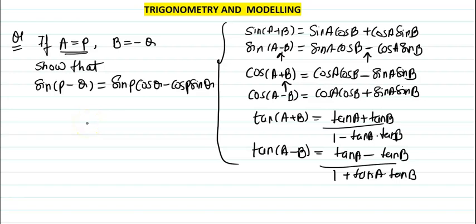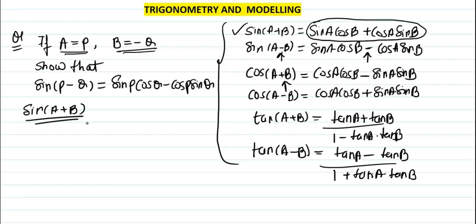So here's a question. If A is equal to P and B is equal to minus Q, you need to show that sine P minus Q equals sine P cos Q minus cos P sine Q. So if we apply the sine A plus B formula, it says sine A cos B plus cos A sine B. So let's write down here sine A cos B plus cos A sine B.